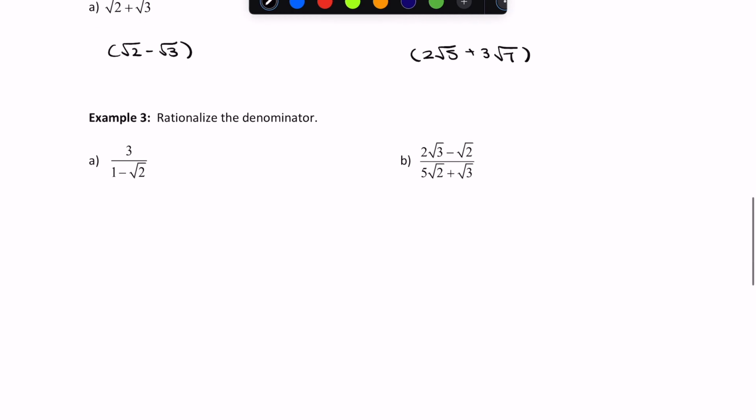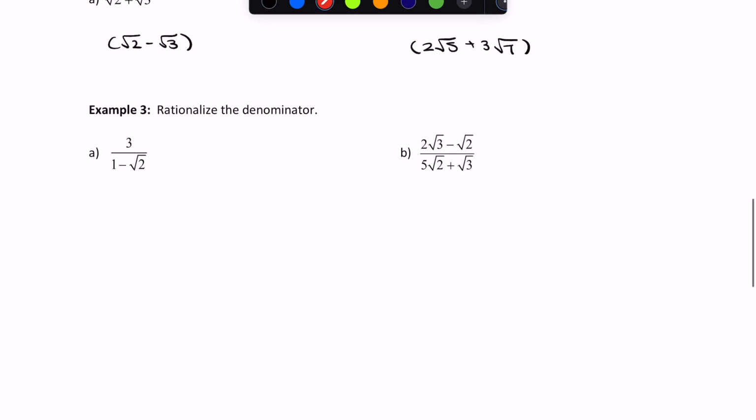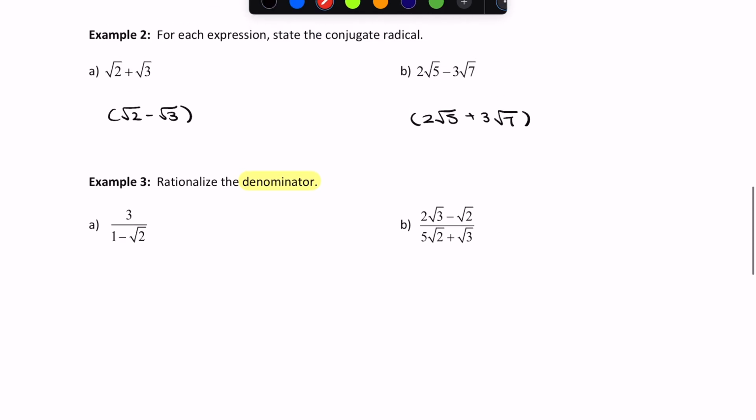So if we look at this, when we're rationalizing the denominator, here we're going to use what we just learned in terms of the conjugate radical to help us rationalize the denominator. So 3 over 1 minus square root 2, I'm going to multiply that by 1 plus square root 2 on the numerator and the denominator.